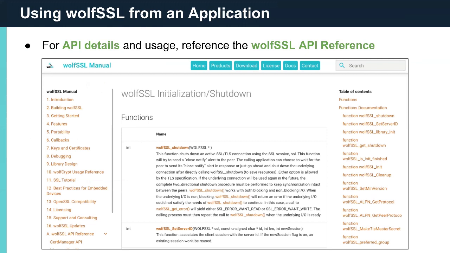For API details, we've got our wolfSSL manual, and inside of that, we have the wolfSSL API reference. A nice thing to note is that in the last year, we redid our wolfSSL manual. So now it's generated every night based on the current state of our documentation in our GitHub repository. So now you'll be able to use the latest and greatest documentation from night to night.